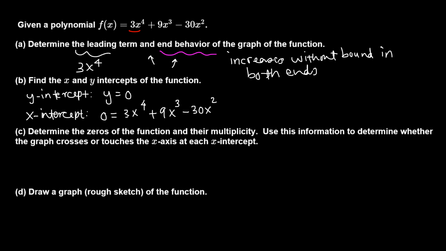On the right side 3 divides 9 and 30, so 3 can be factored out. X to the 4th, x cubed, x squared, so x squared can be factored out too, 3x squared out. I'm going to write equals 0. First 3x squared out: x to the 4th over x squared leaves x squared, plus 9x cubed over 3x squared leaves 3x, minus 30x squared over 3x squared leaves 10. Now we need to factor this.